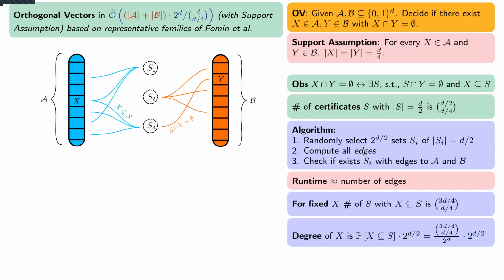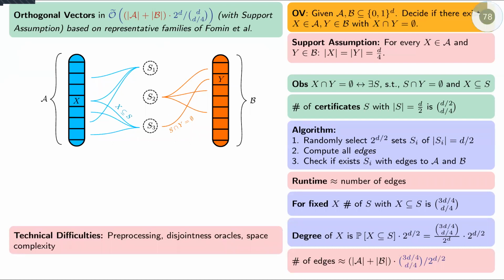This is a tautology. So the size of this graph is the number of indices. So the number of edges is basically the number of vertices times the average expected degree. And so this is the size of this graph, and yeah, this is the running time. There are a lot of technical difficulties, but you can trust me that they can be avoided. Okay, any questions about this algorithm?